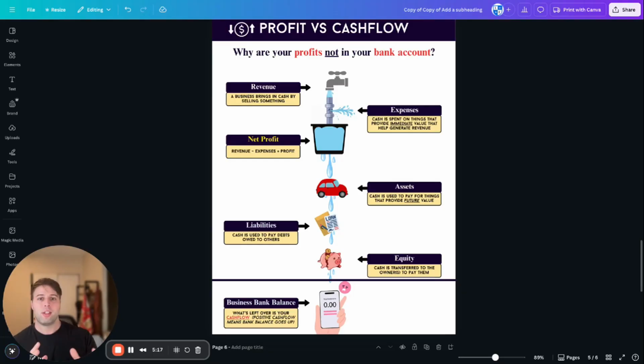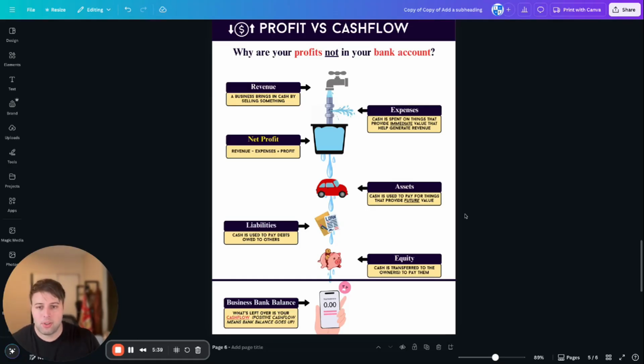You don't have to run a business that relies on having cash come in from bank loans or your own money just to keep the business running. You want a business that can generate positive cash flow. You want a business that can operate and the bank balance is consistently going up just from normal day-to-day operations.